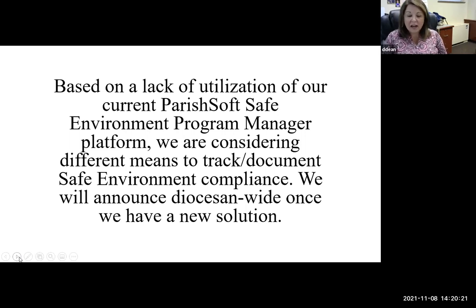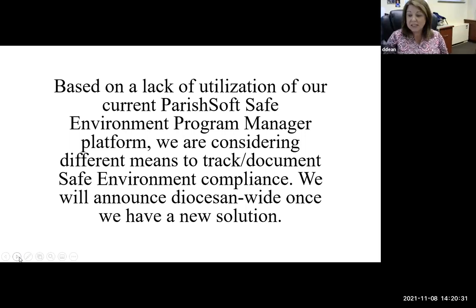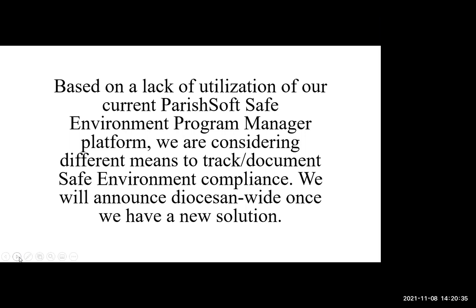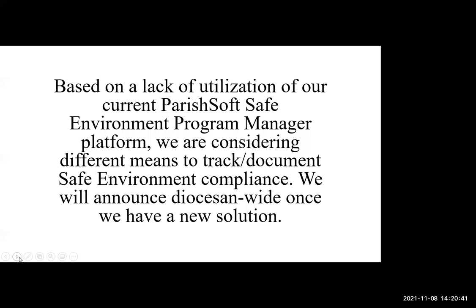Like Sharon said, we found out in the spring that Parasoft was going to be changing their platform, and it was going to a completely different platform. We have had a chance to get a sneak peek of it. There's things I like, there's things I don't like, similar to how the current Parasoft system is right now. There's things we like, there's things we don't like.